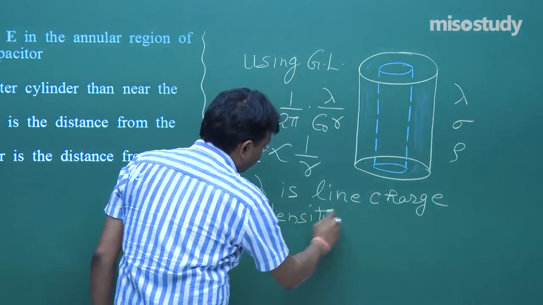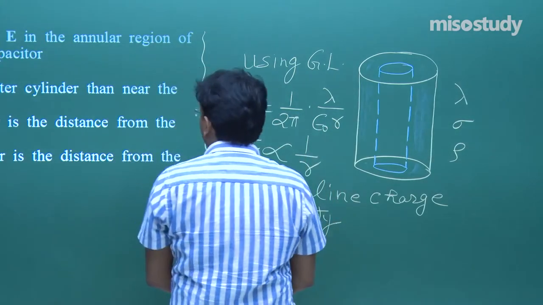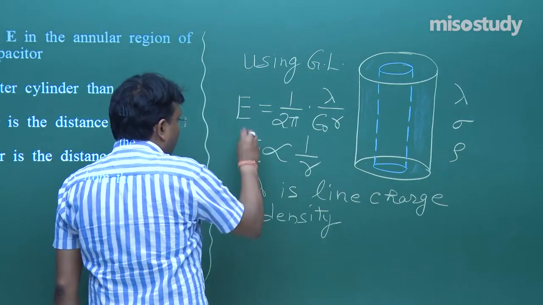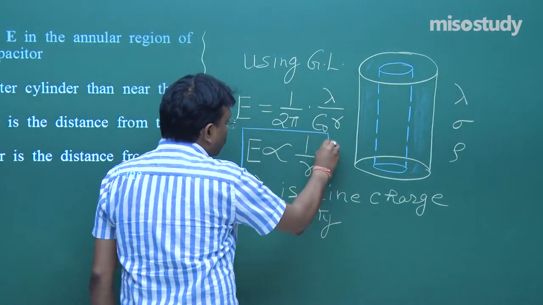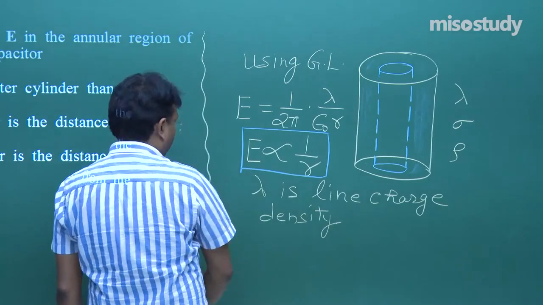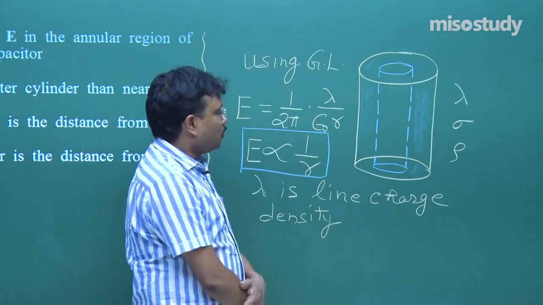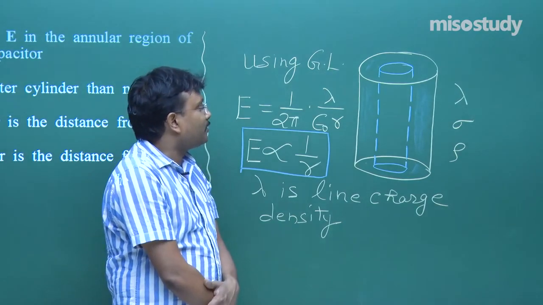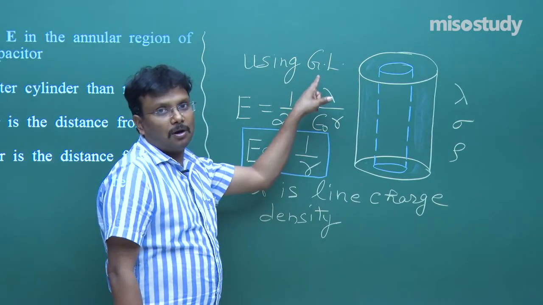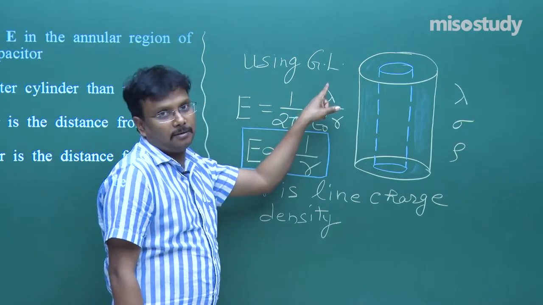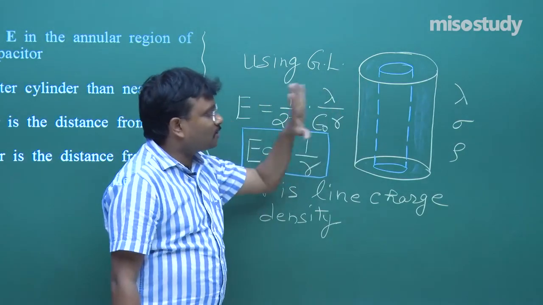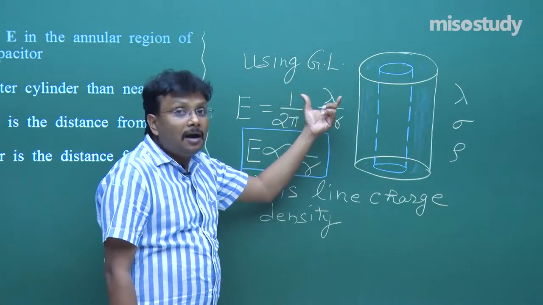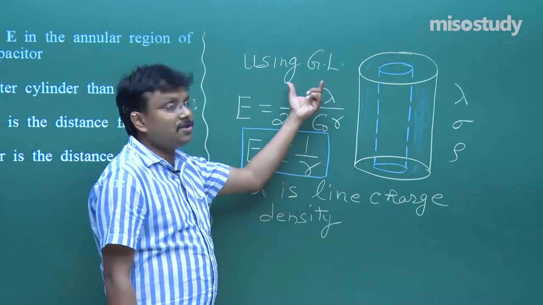Okay, lambda is line charge density. Now let's start analyzing the options using this relation. If any one of you is interested to achieve this result, my best wishes are with you. Start using Gauss law. You can do that, you should do that. That way, whether you are learning this device or not is not important. Important is that you will learn an application of this Gauss law.